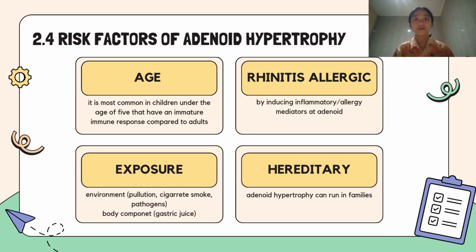So now I will present about the risk factors of adenoid hypertrophy. There are several risk factors, such as age, being common in children under 5, then allergic rhinitis by inducing inflammatory mediators, then exposure like pollution, cigarette smoke, pathogens, and gastric juice, and also hereditary, meaning this condition can run in families.